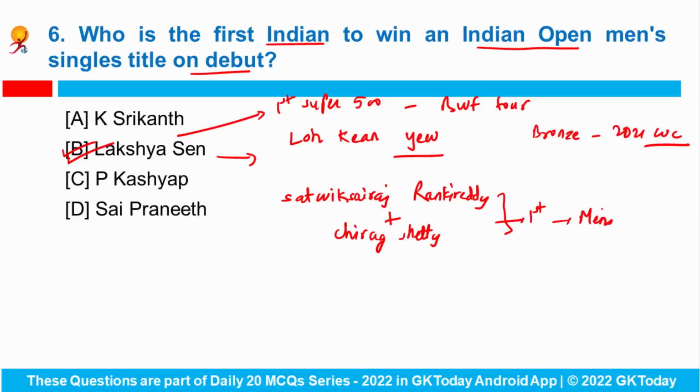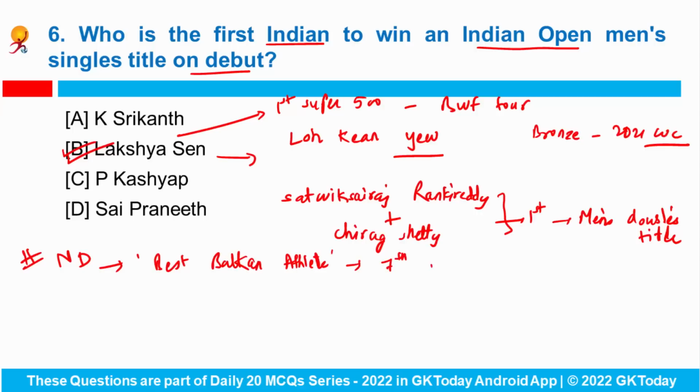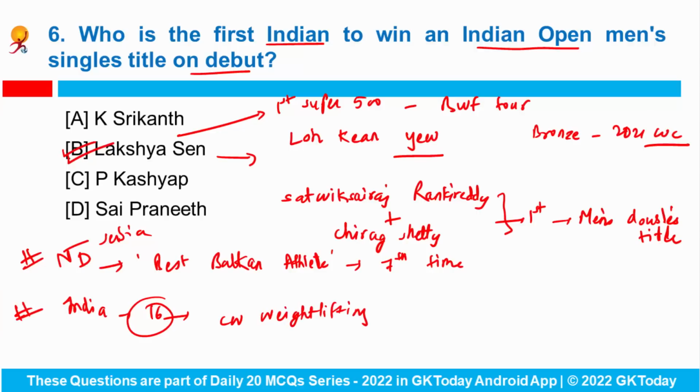Do remember that Satwiksairaj Rankireddy and Chirag Shetty became the first team from the country to win the men's doubles title earlier. Now apart from it, do remember that Novak Djokovic has been named the best Balkan athlete of the year for a record 7th time. Which country does he belong to? He is from Serbia. Now India has recently won a total of 16 medals in the Commonwealth Weightlifting Championships, which was held at Tashkent in Uzbekistan. These 16 were divided as 4 gold, 7 silver and 5 bronze.